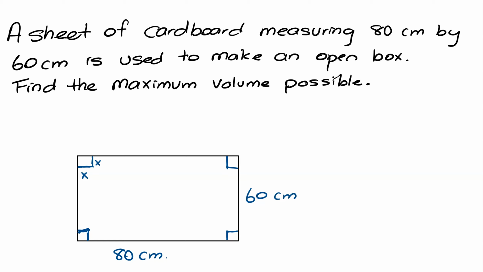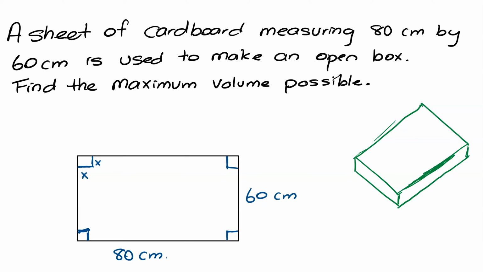So we're trying to make a box that looks a bit like this. I'll try my best to draw it as best as possible. Something along the lines of that. And it's open, so we can see the inside. So that's what it's like. So this X over here is the X right there. So if we think about we're cutting off those corners, we're going to fold it up.